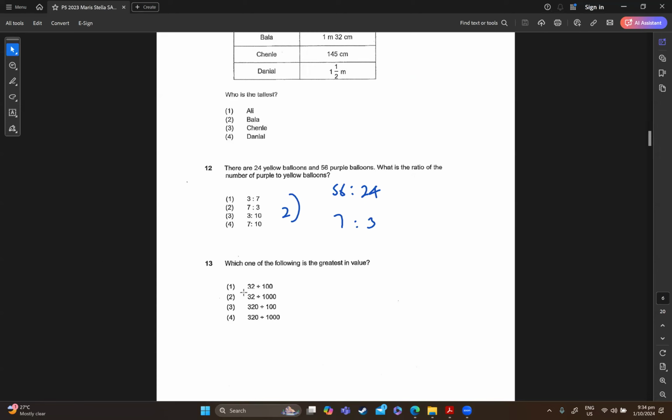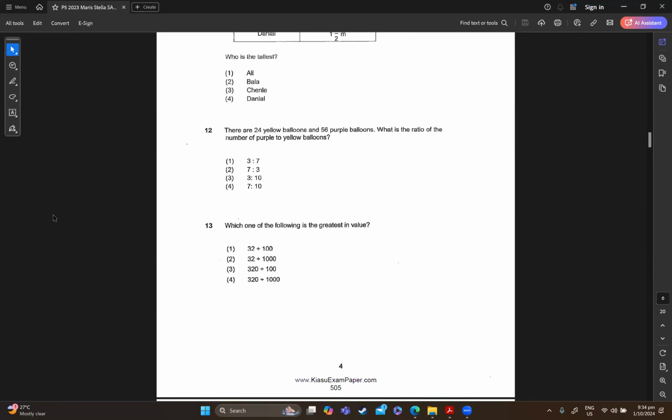Question 13. Which of the following is the greatest in value? Okay, before you go on to do this, 32 divided by 100, all this, if you look at option 3 and option 4, it's 320 divided by 100. So we can cancel a 0 and cancel a 0. Here you can cancel a 0. Here we can cancel a 0.